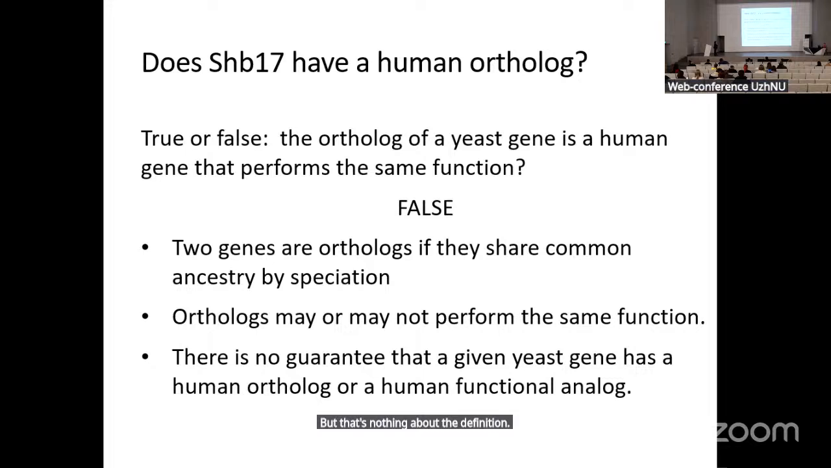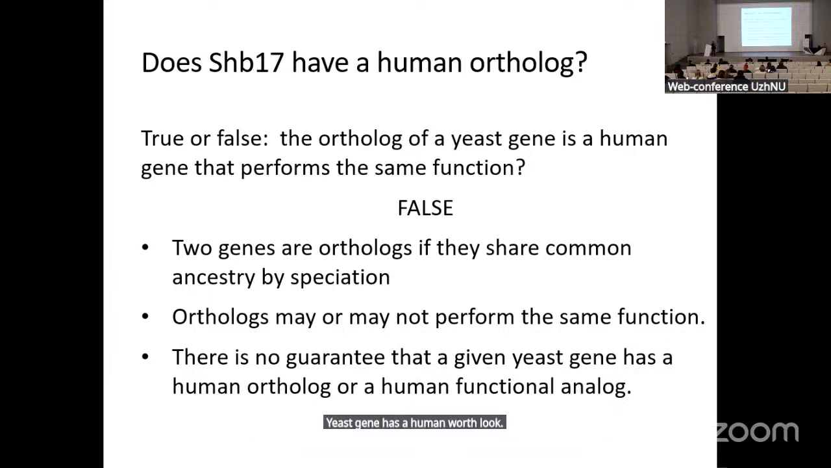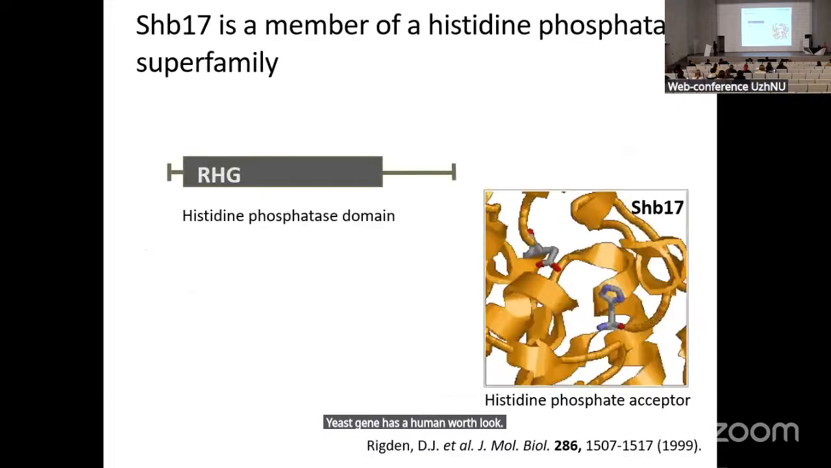It's also, back then and probably still now, you could find many yeast biologists who thought that an ortholog was the gene in human that did the same thing that their gene did in yeast. And there's certainly not the case that every yeast gene has a human ortholog. So I went and took a look. Here's why Michelle ran into trouble.